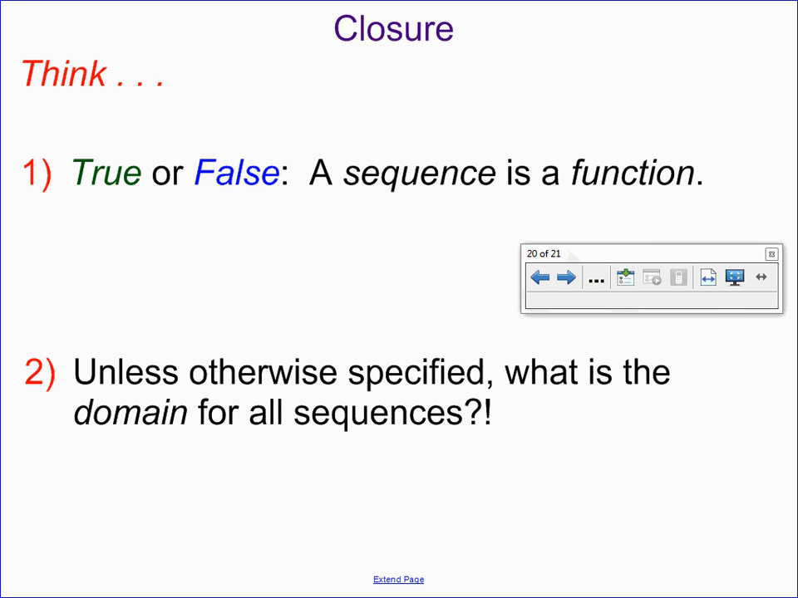Okay, so we'll do a hand raise. A sequence is a function. Raise your hand if you think that's a true statement. So we think it's true. Thanks, hands down. A sequence is a function. Raise your hand if you think it's false. Okay, so let's hear why you said you thought that was true. Why do you think it is a function? All right, Katie?